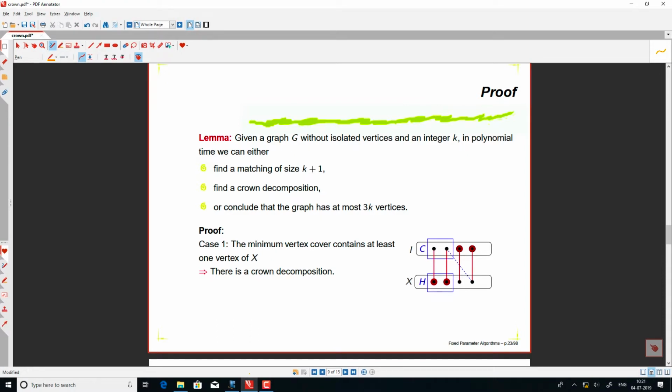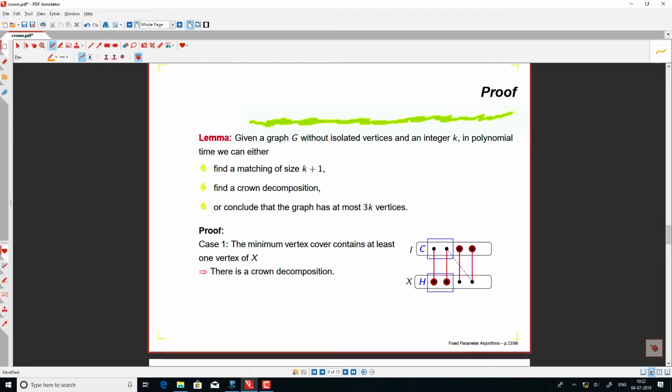So there are two cases. Case one: suppose the minimum vertex cover in this bipartite graph contains some vertices from X. I will produce you a crown. What is a crown? Remember the three properties of a crown. You have a head H, you have a crown C which is an independent set, there is a matching that saturates H, and C only sees H. Here is my crown: I look at all vertices in the vertex cover on this side, and that's my head. Its matching partners are C, and the remaining vertices form B. I claim that is a crown. We need to prove all three properties, one by one, slowly.